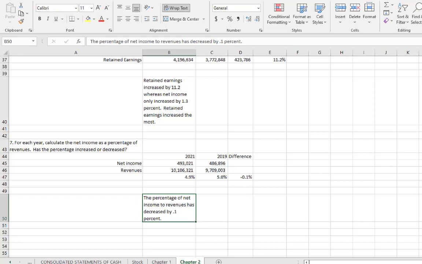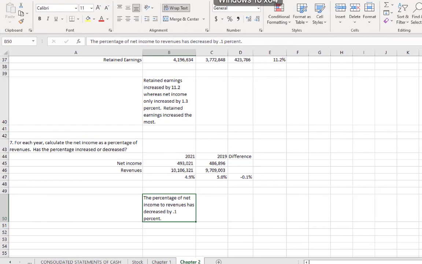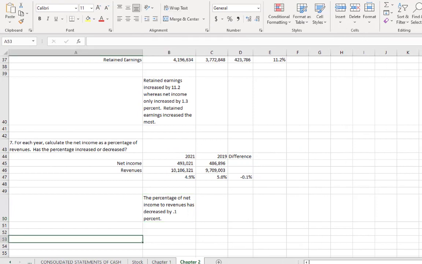Not bad. I mean, it's decreased, but not by much. Obviously, if it decreased by 10, 15, 20%, that might be an issue. What that means is for their revenues, they are not making as much profit. All right, let's go to the next question. We're almost there. Okay, copy. And paste.